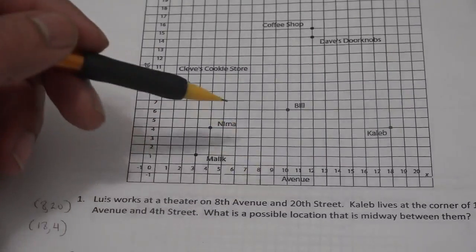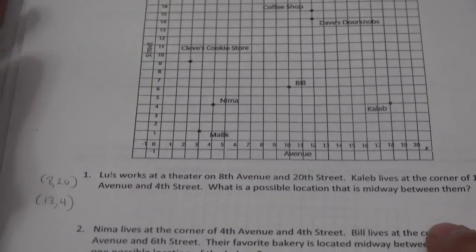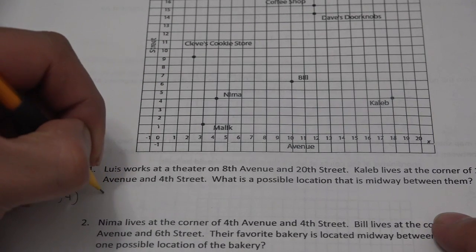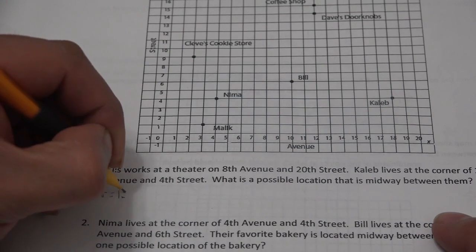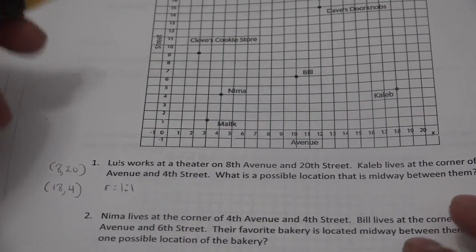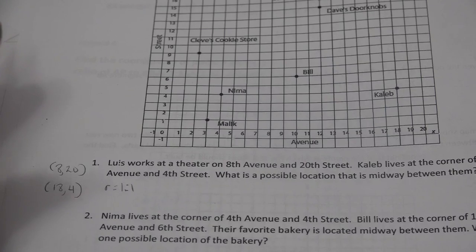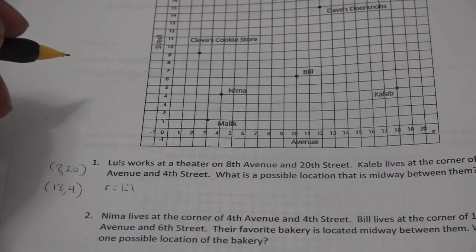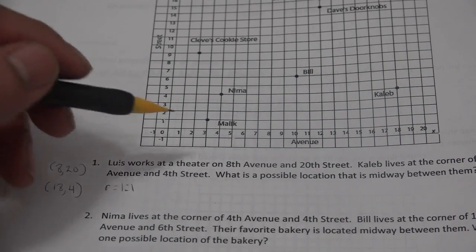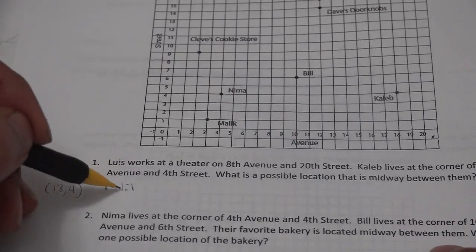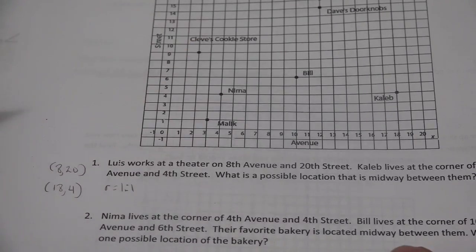What is a possible location that is midway between them? All right, first of all, midway associates with a ratio of 1 to 1. Now in this case, whenever you have a ratio of 1 to 1, you really don't have to find a slope, use the ratio, multiply by the run, add the x. No, a ratio of 1 to 1 just suggests the midpoint formula. Look, half for you and half for me, so that's the midpoint formula.